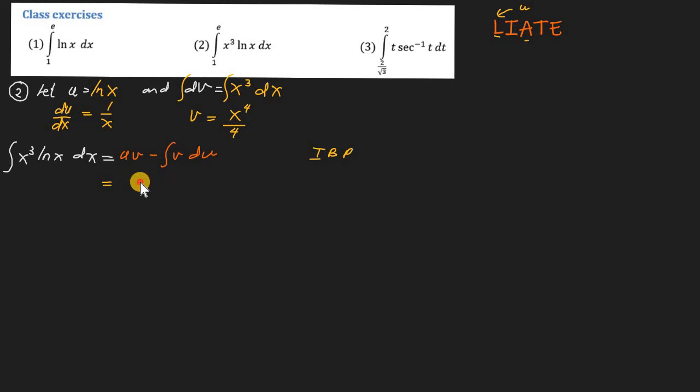The u is ln x, and the v there is x power 4 on 4. Let's put it in front. Okay, integrate v, and again here we have 1 on 4. Let's put the constant in front, and the v du, this is u. So the du is 1 on x dx, or dx on x.